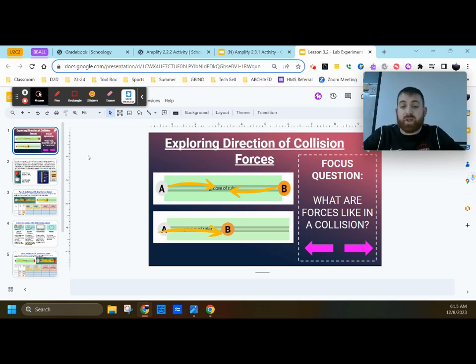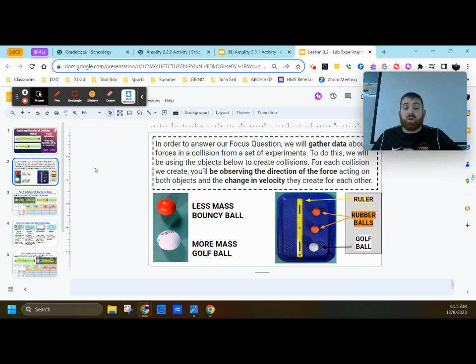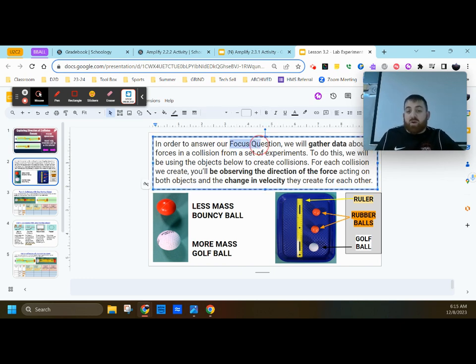Hey everyone, Mr. Regan here, and today we are going to be diving into exploring direction of collisions and force as we begin to dive into our focus question, what are forces like in a collision? Today for our experiment, you're going to be looking to answer that focus question. And in order to answer that focus question, we're going to be gathering data about the forces in a collision from a set of experiments.